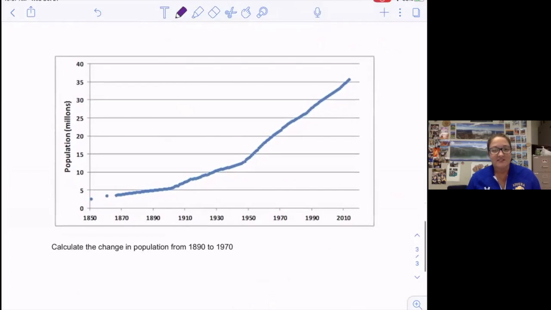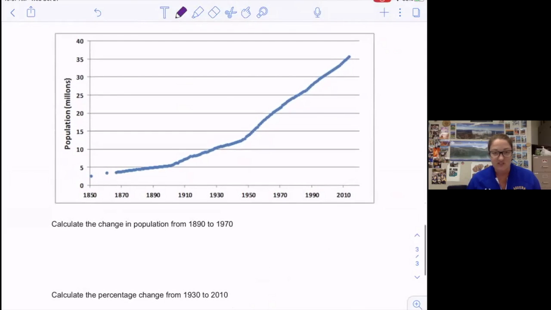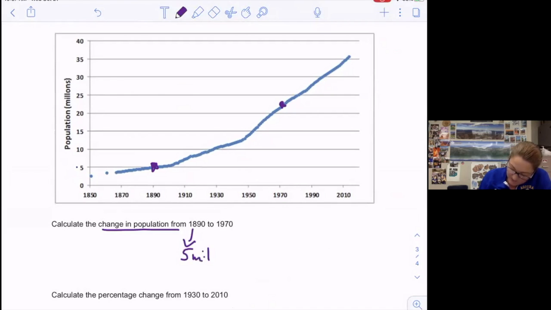One of the things you may be asked to do with population curves is do some calculations related to them. So this is a curve of, I don't know, I think I looked up the population of Canada. Suppose we want to find the change in population from 1890 to 1970. The first thing I'm going to need to do is approximate the value for each one of these. Bringing this over to my y-axis, it looks like the population's about 5 million here. And in 1970, I would estimate about 22.5 million.